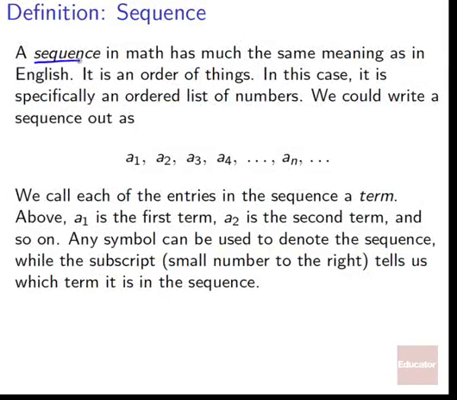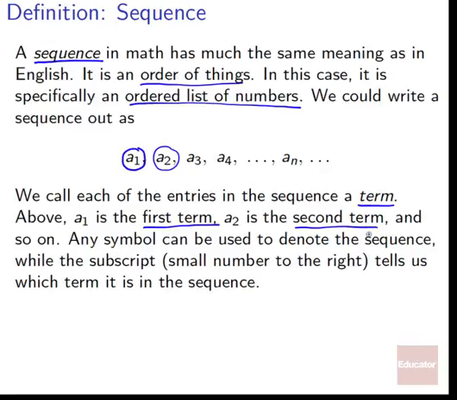The definition of a sequence. A sequence in math means pretty much the same thing as it does in English. It is an order of things. Specifically in this case, it is an ordered list of numbers. We could write a sequence as A1, A2, A3, A4, dot dot dot, AN, dot dot dot. We call each of the entries in the sequence a term. So this would be A1, the first term, because it's the first in the sequence. A2 is the second term, because it's the second in the sequence. A3 would be the third term, because it's the third in the sequence.